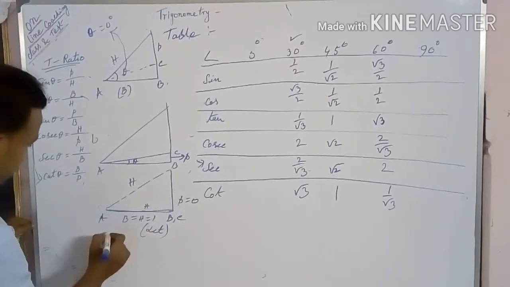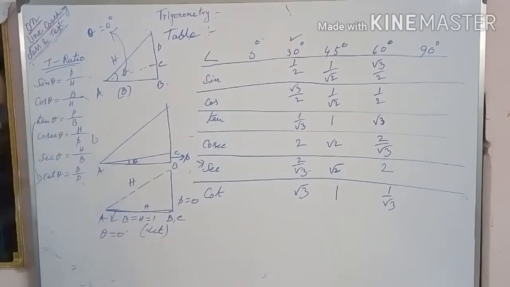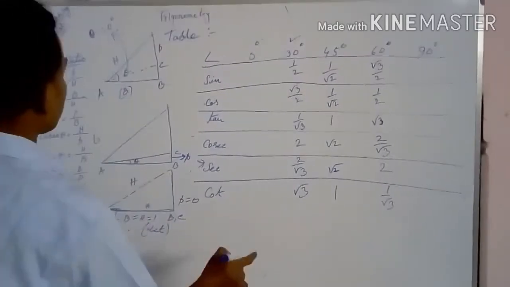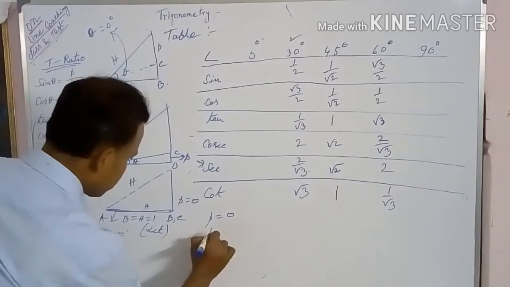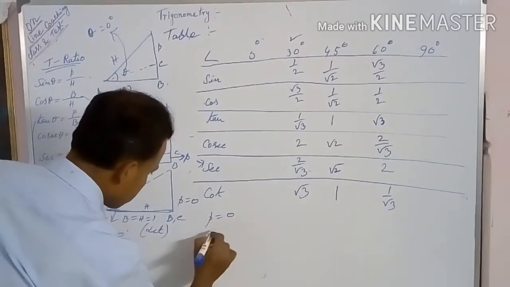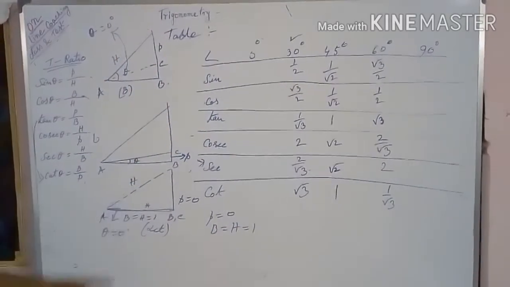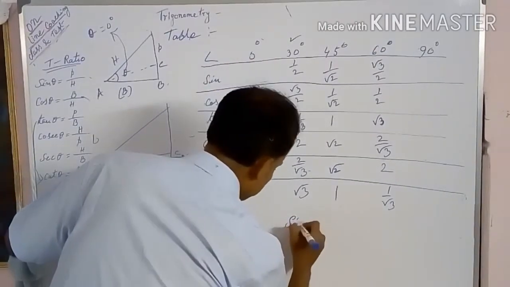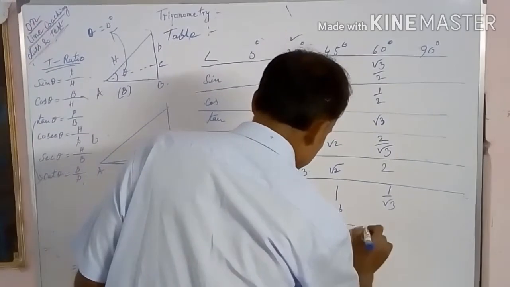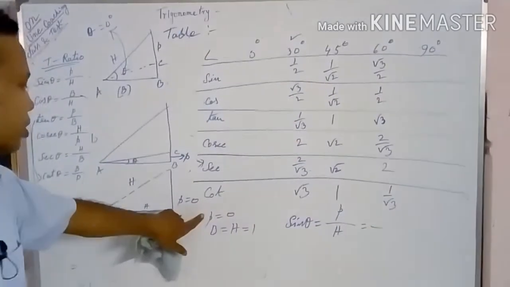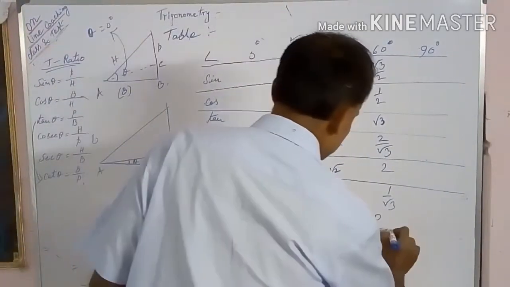In this case theta will be decreasing to theta is equal to 0 degree. So for the angle 0 degree, perpendicular is equal to 0, base is equal to hypotenuse is equal to, let's say, 1. So we know sin theta is equal to what? Sin theta is equal to perpendicular by hypotenuse. What is the value of perpendicular? The value of perpendicular is 0. What is the value of hypotenuse? It is equal to 1. So 0 by 1 is equal to 0.